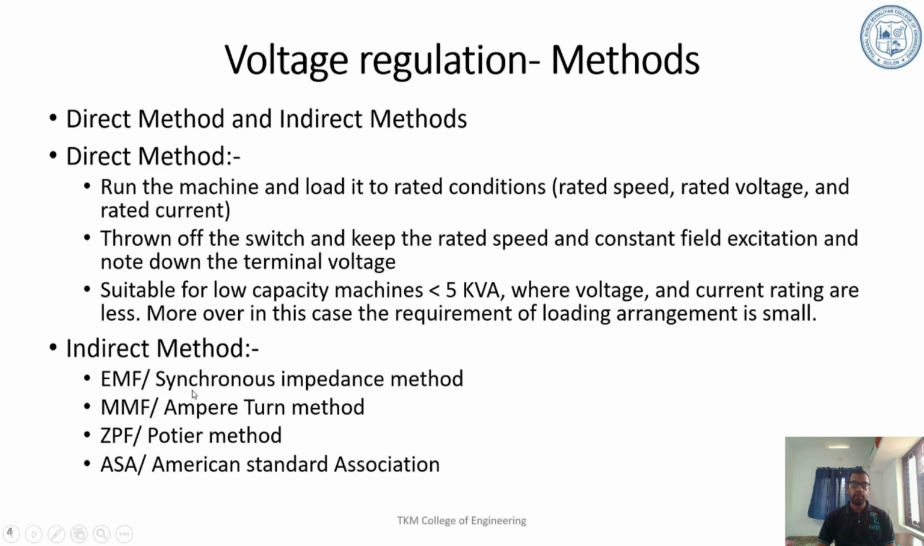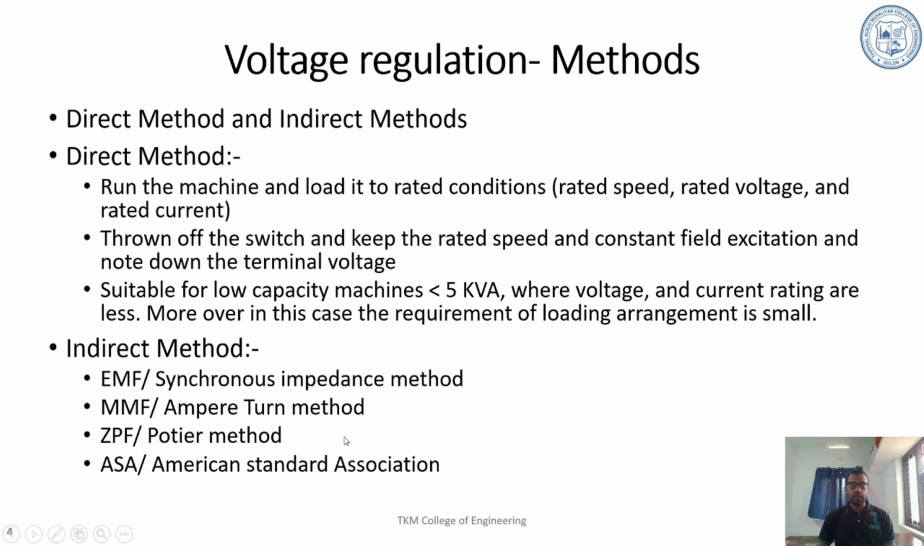In the EMF method, synchronous reactance is assumed to be an EMF concept. In the MMF method, synchronous reactance is assumed to be an MMF concept. In the ZPF method, we separate the components of synchronous reactance as EMF part as it is and MMF part as it is. That is, XL is treated as an EMF concept and XA is treated as an MMF concept in the ZPF method.